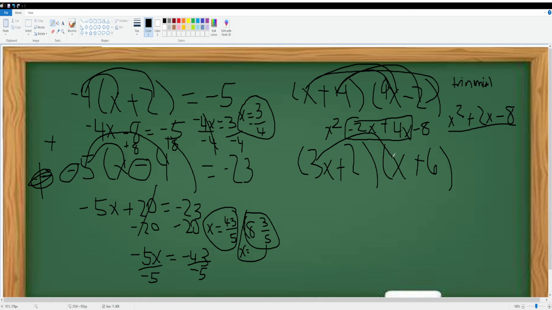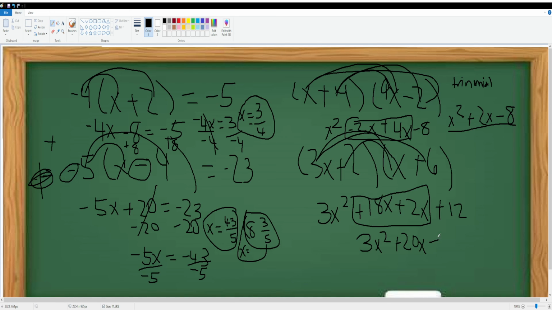But here we go. 3x times x is 3x squared. And then 3x times positive 6 would be positive 18x. And then you get plus 2x here from 2 times x. And then you do 2 times 6, which is positive 12. So you get 3x squared plus 20x once you add these two together, plus 12. And that's your final answer. And that is a trinomial too.